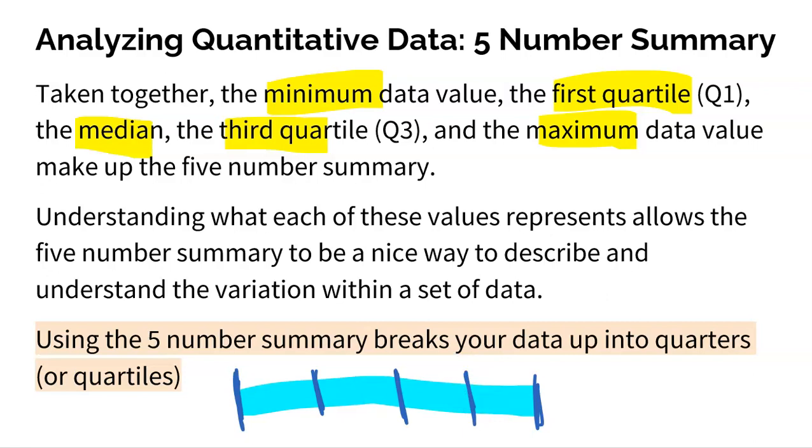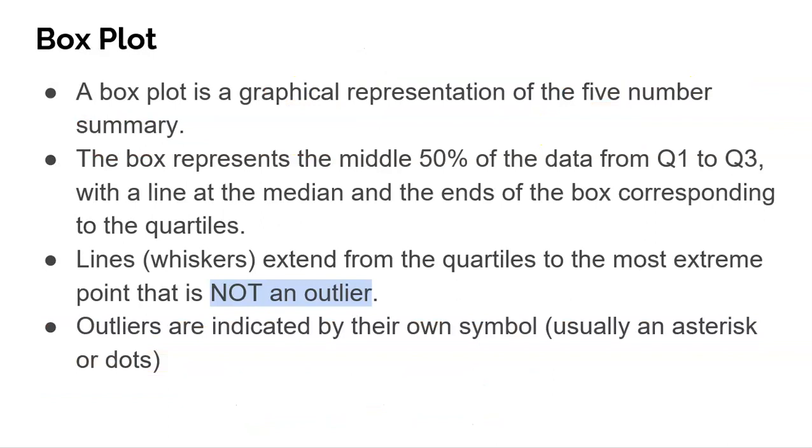Now let's talk a little bit about a box plot before I show you one. So a box plot is a graphical representation of the 5-number summary. The box represents the middle 50%. So the box is going to surround Q1 on the left, Q3 on the right. Somewhere in between Q1 and Q3, not necessarily in the middle, is going to be a line that indicates the median.